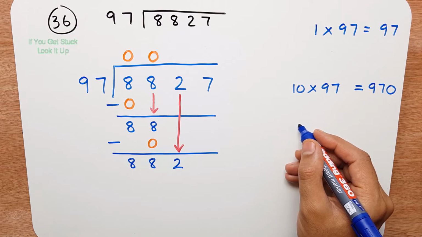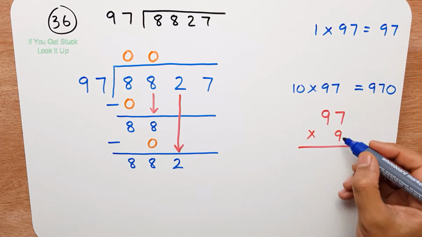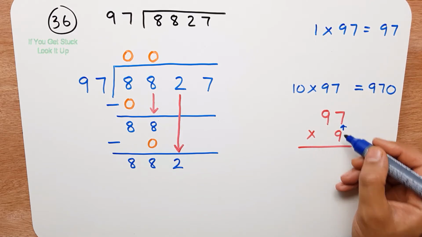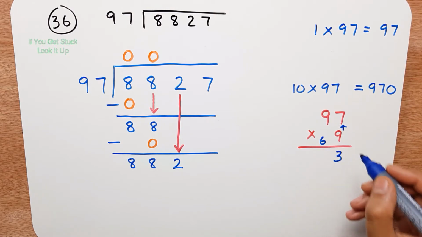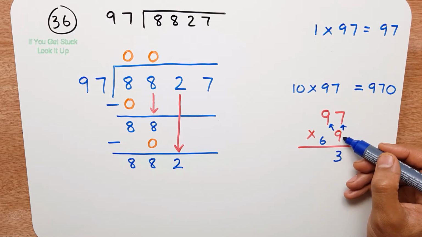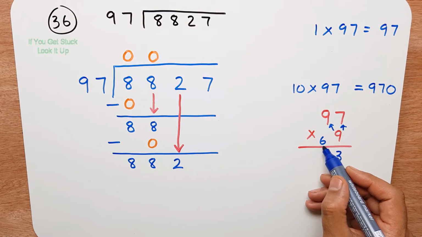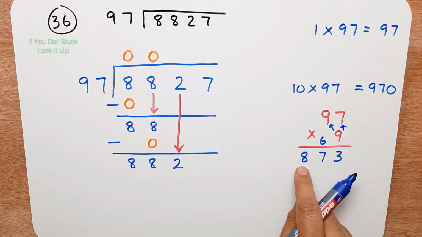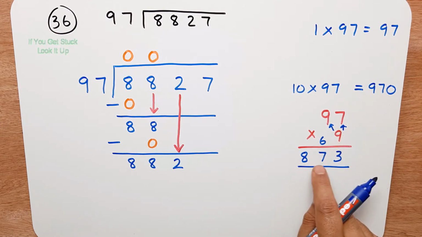So let me do that here as a column multiplication. Nine times 7. I know that's 63, so I'm going to put the 3 in this column and carry the 6 over to the next column. Now I do 9 times 9, and I know 9 times 9 is 81. Plus this 6 that I've carried over is 87. So I put the 7 down and I carry the 8 over into the next column and I can write it straight down because I've finished. I now know 97 times 9 is 873.